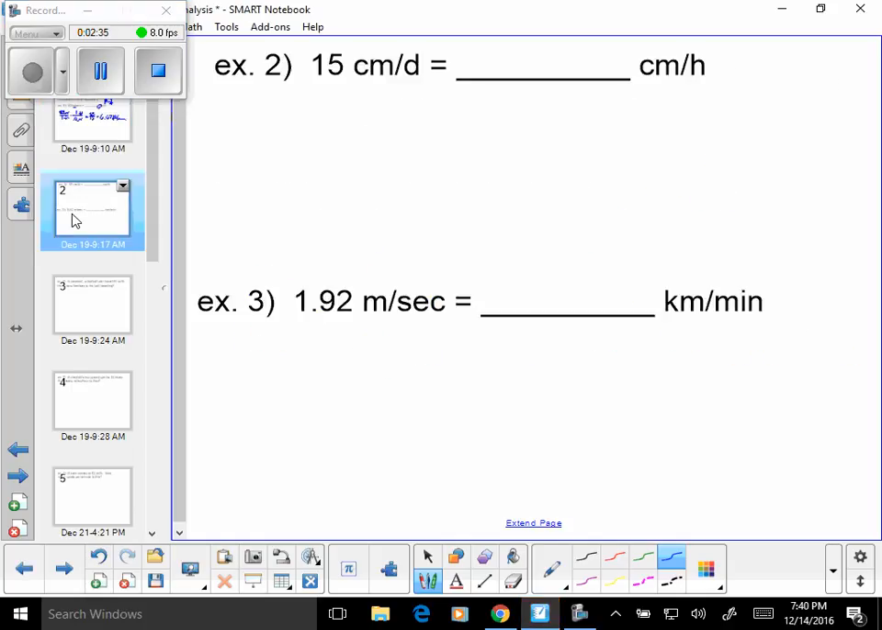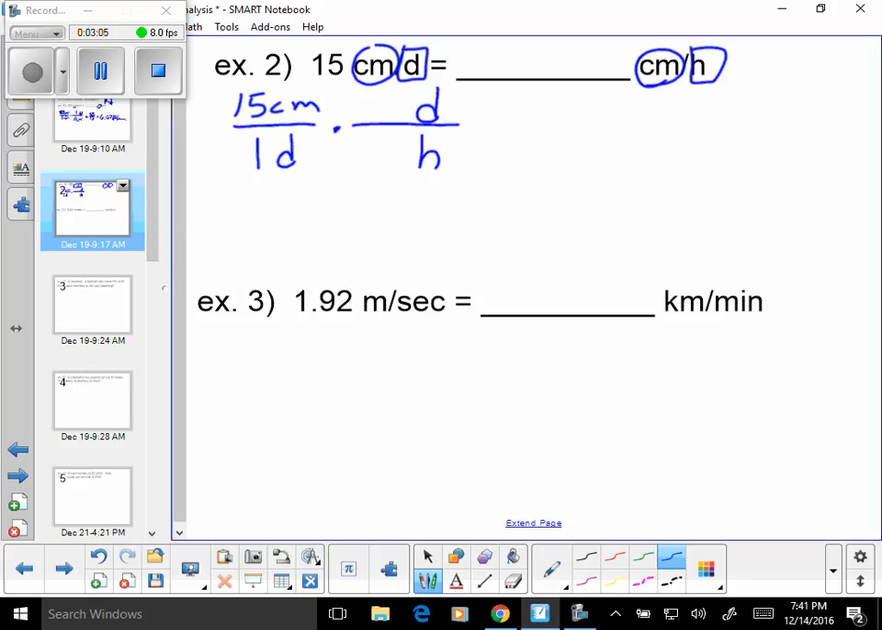Now let's look at example 2. Here we're going to start with 15 centimeters over 1 day. Now I look at what I want to get to. Notice that I have centimeters and centimeters, so I don't have to deal with that. But what I do have to get is the days and the hours. Now, this time days is on the bottom here. I'll want to put it up on the top so it will cancel. And then I can put hours on the bottom down here, which is exactly what I want.